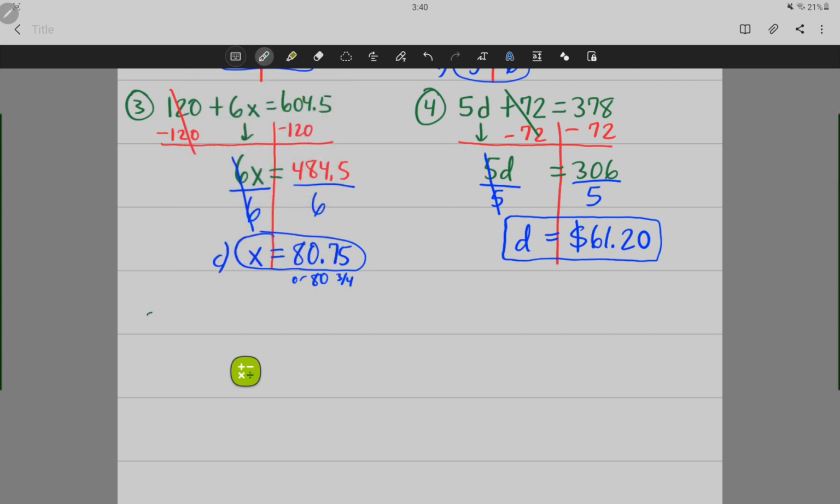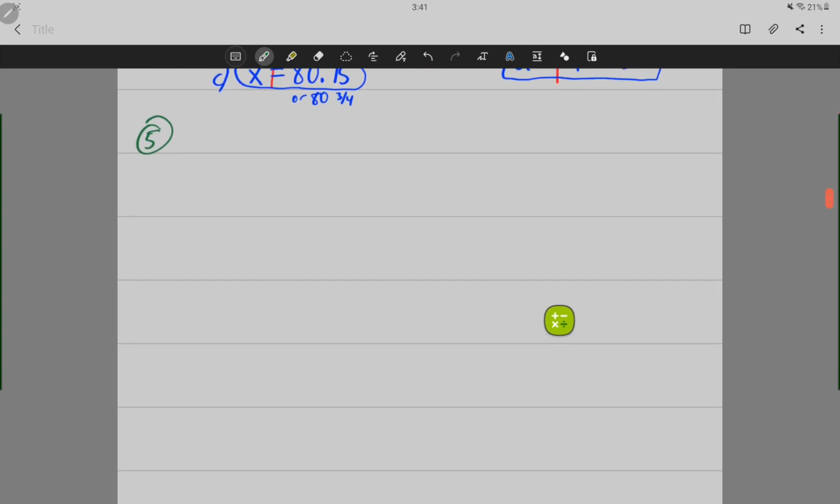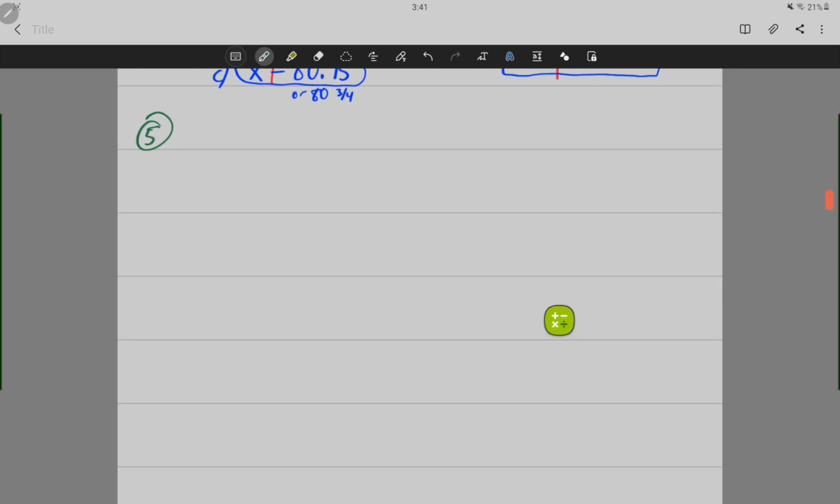And the last one here, we have number 5. Let's put this here and scroll down a little bit more. Okay, number 5. George must solve the equation. Let's write down what it says. It says 6 times D minus 5 equals 150.